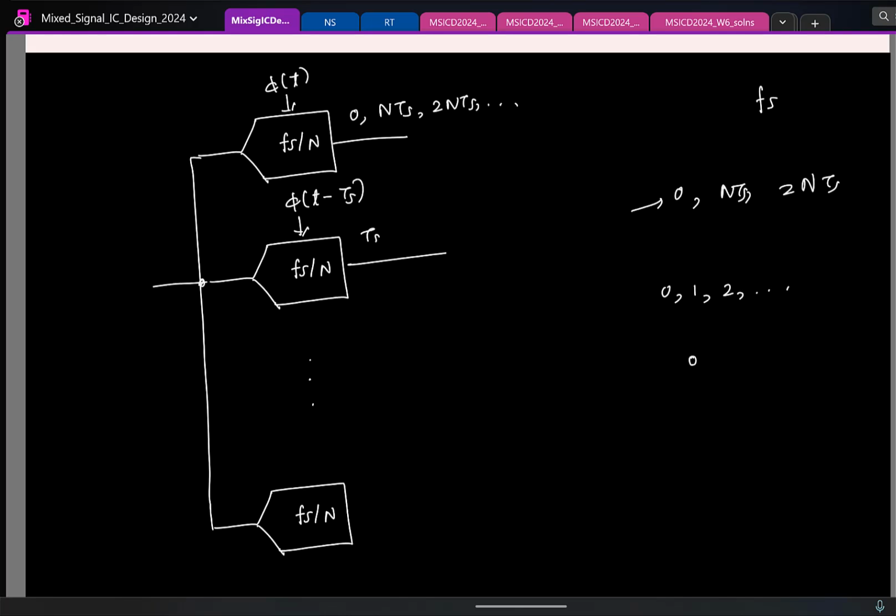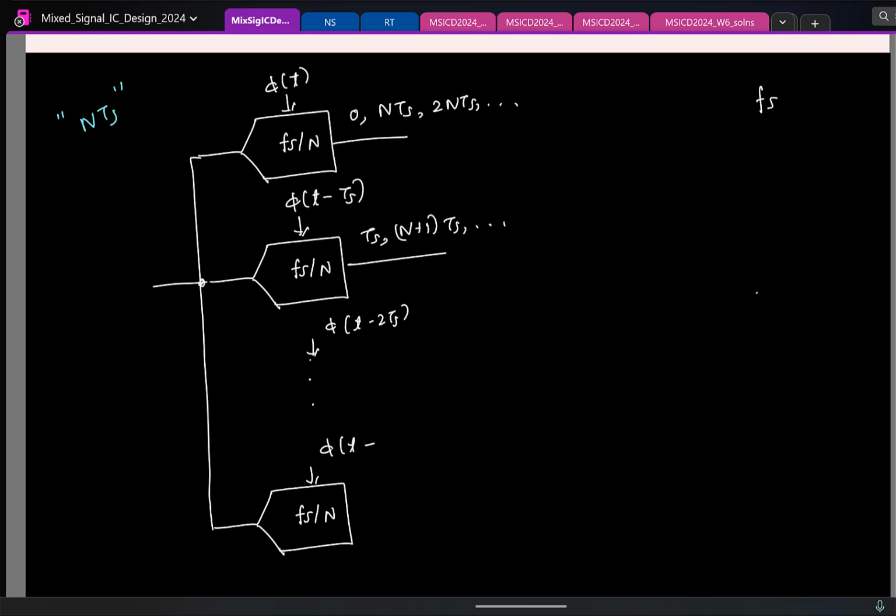It is starting at TS. Next will be? No, it's not 2 TS. It's N plus 1 TS, right? The time period of sampling for each ADC is N TS. Similarly, if I have the third ADC, what will be the clock to that? 2 TS, and so on. And for the last one, it cannot be N TS, it is N minus 1 TS. Fine, that's all.